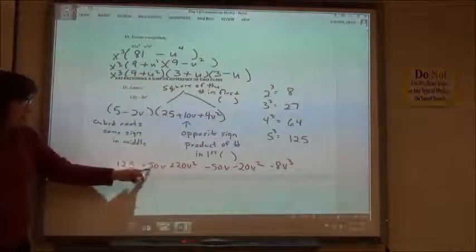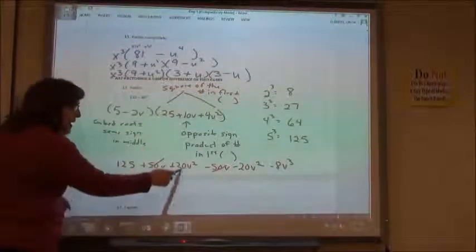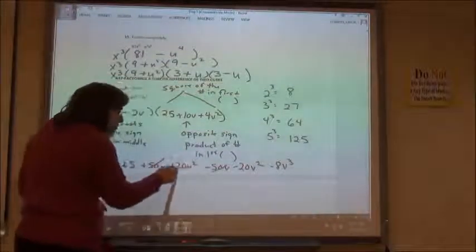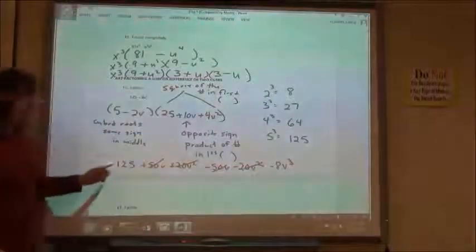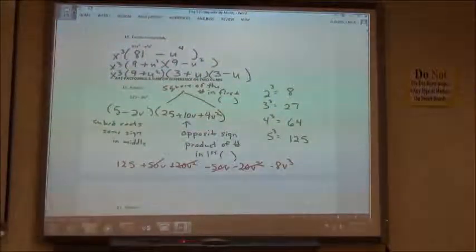Notice what happens. I've got a positive 50v and a negative 50v. I've got a positive 20v squared and a negative 20v squared. So I end up with the 125 and the minus 8v cubed. Not that you have to multiply it out to check it, but you could.